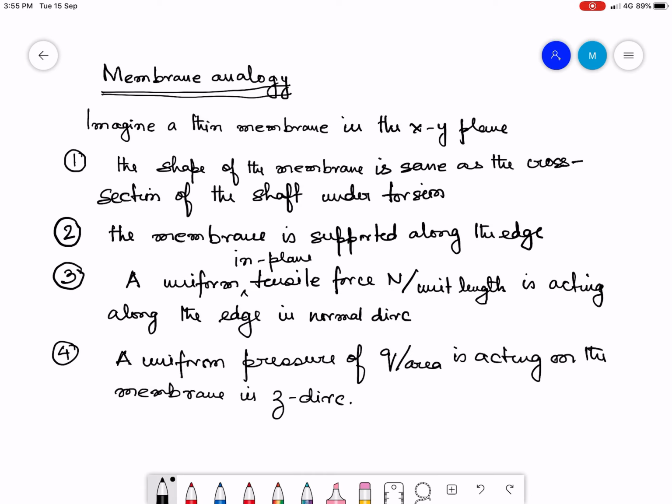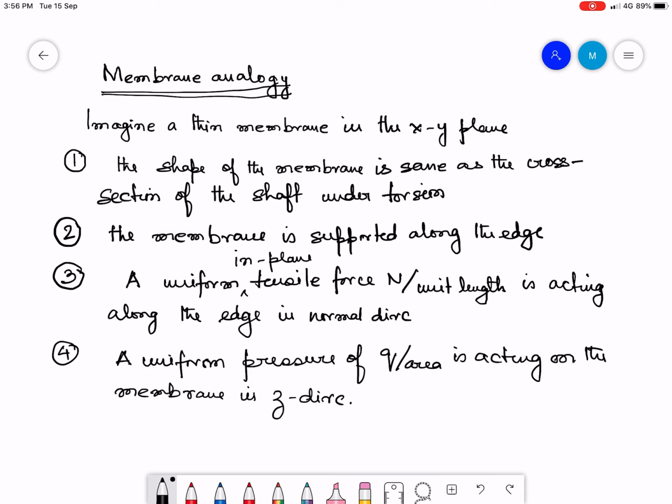So we have to consider a thin membrane. The shape of the membrane is same as the shape of the cross section of the shaft. The membrane is supported all along the edge. A tensile force in normal direction, an in plane tensile force in normal direction of the magnitude N per unit length is acting all along the edge of the membrane, as well as there is a uniform pressure of Q per unit area acting on the membrane in the z direction.